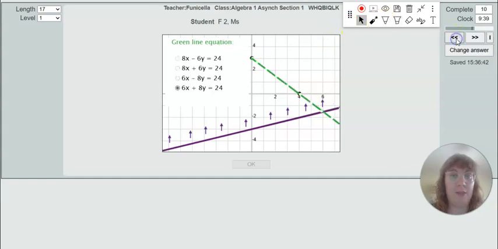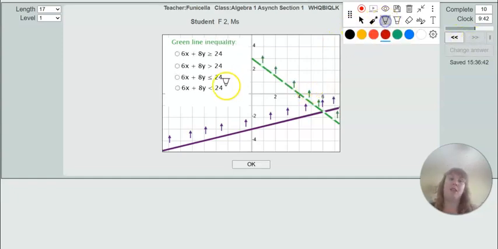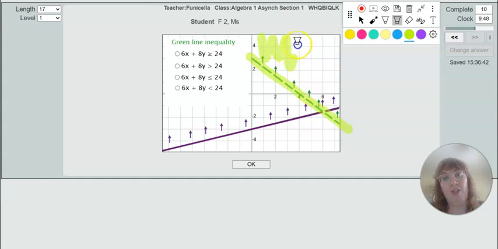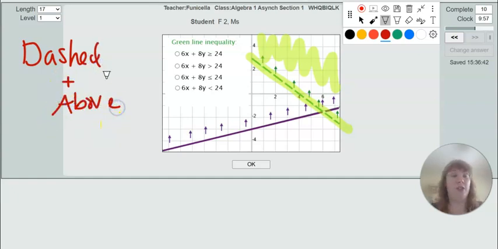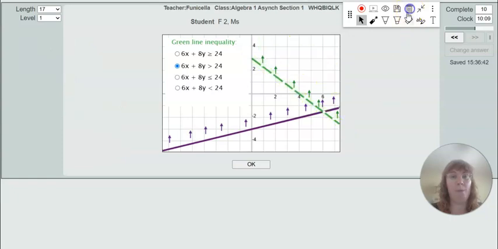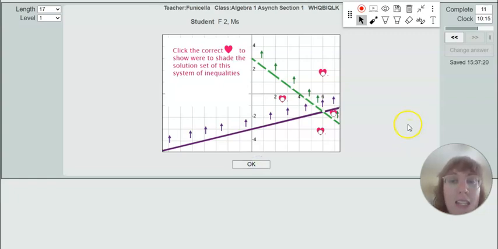So we had 6x plus 8y equals 24. And now we're wondering what symbol it would be if it is dashed and shaded above. So dashed and above. Since it's above, it's greater than, and dashed, it's going to stay greater than, not greater than or equal to. So that gives us that second option there. So go ahead and click that and then hit OK. Oh, and now we're going to click the heart. Cute. So click the correct heart to show where to shade the solution set to this system.